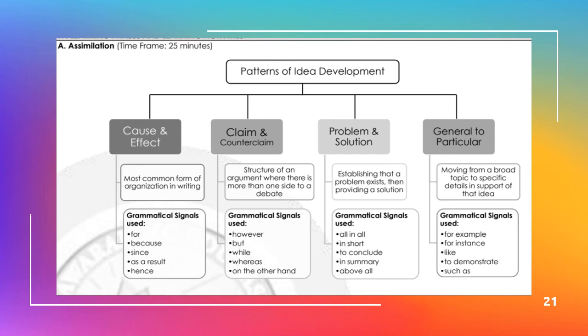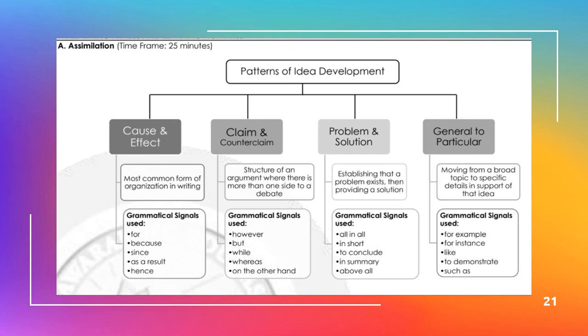Next idea pattern is the claim and counterclaim. So structure of an argument where there is more than one side to a debate. Okay, there will be a debate in claim and counterclaim because someone is giving his or her opinion based on his knowledge or research, and someone is counterclaiming the claim. Someone is disagreeing. Okay? So, counterclaim is the opposite of claim.